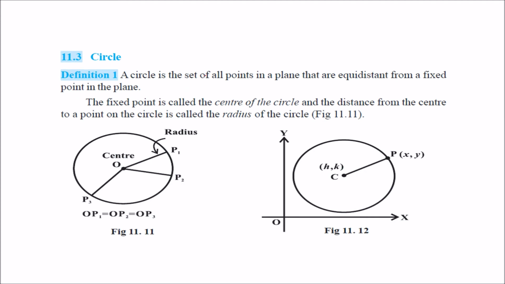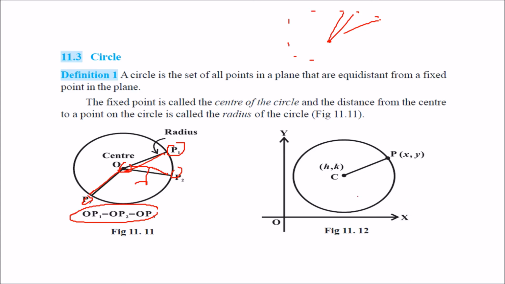So let us start with the circle. A circle is the set of all points in a plane that are equidistant from a fixed point in the plane. That point is called the center. You have certain points, wherever they may be, but they are equidistant, and they make a circle. So this is your center, and say some points P1, P2 or P3. You will always find that P1O, P2O and P3O are equal. These OP1, OP2, OP3 are known as the radius of the circle.